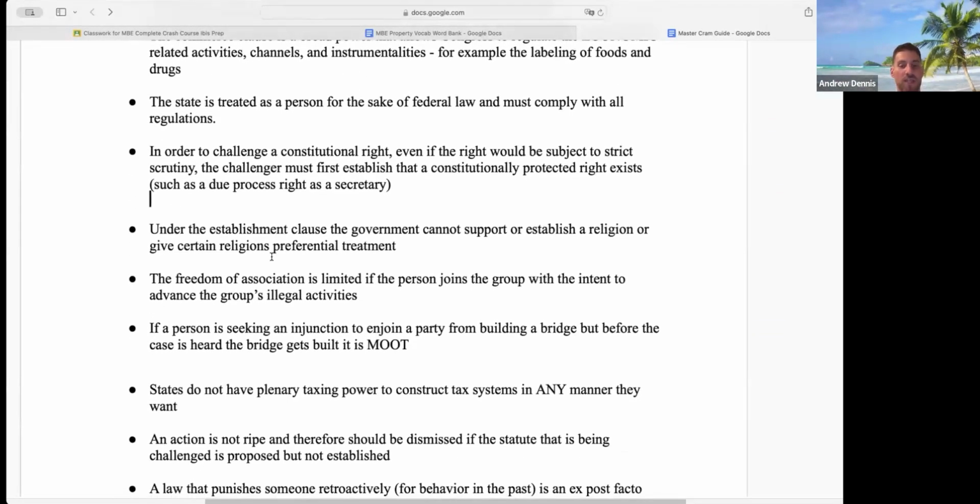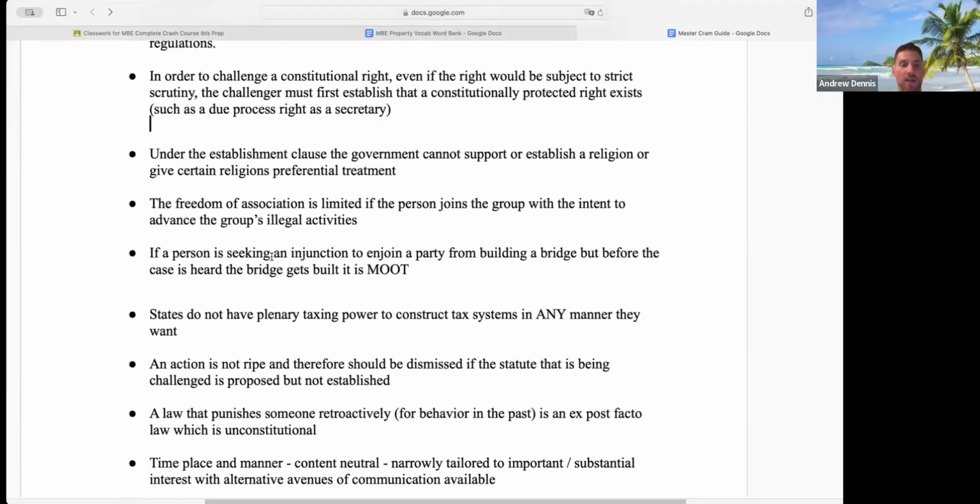The freedom of association is limited if the person joins the group with the intent to advance the group's illegal activities. If a person is seeking an injunction to enjoin a party from building a bridge, but before the case is heard, the bridge gets built, it is moot.